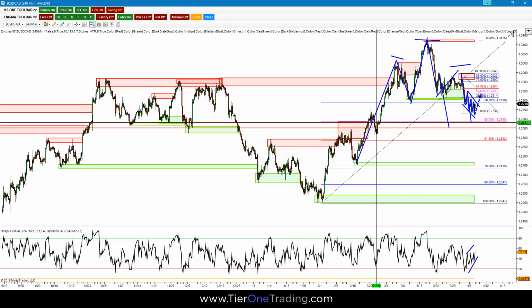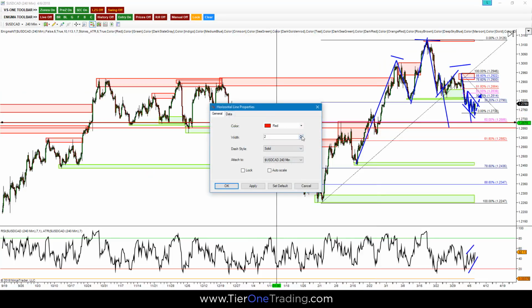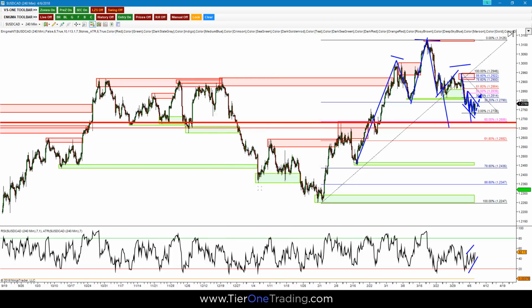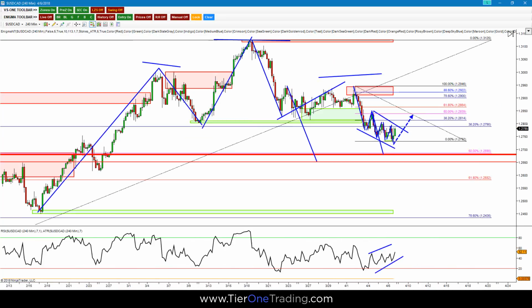Look left, structure leaves clues. So not a bad level right here to look, project for targets as well. Right around, what is this? 27 flat will be that psychological number. So let's just say 27 flat. So looking for a shorting opportunity here on dollar Canada. And let's go to the dollar yen next.